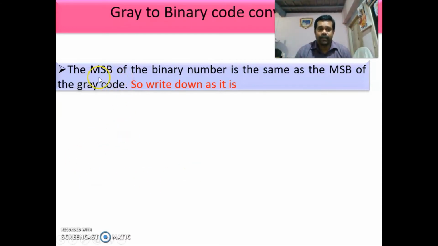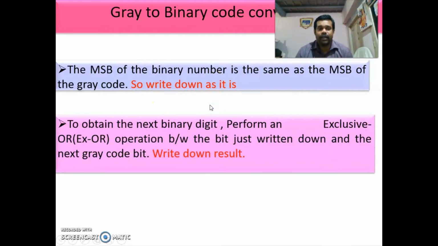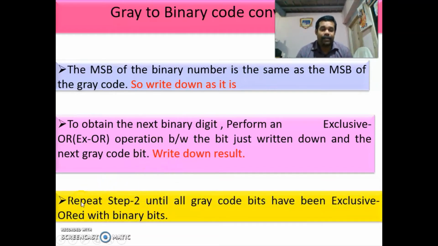The MSB of the binary number is the same as the MSB of the gray code, so we have to write it as it is. To obtain the next binary digit, we have to perform an exclusive OR operation between the bit just written down and the next gray code bit. Write down the result. Repeat step 2 until all gray code bits have been exclusively ORed with the binary digits.